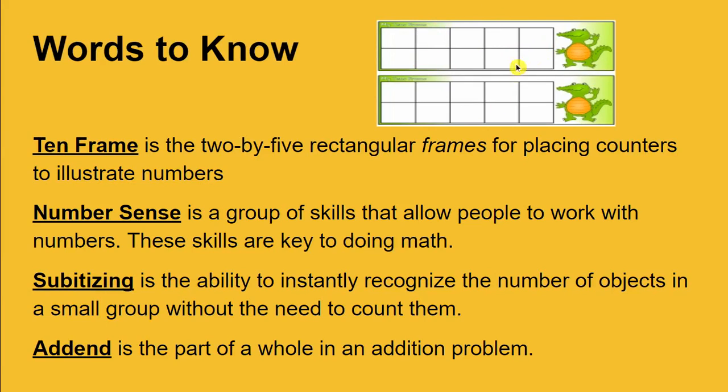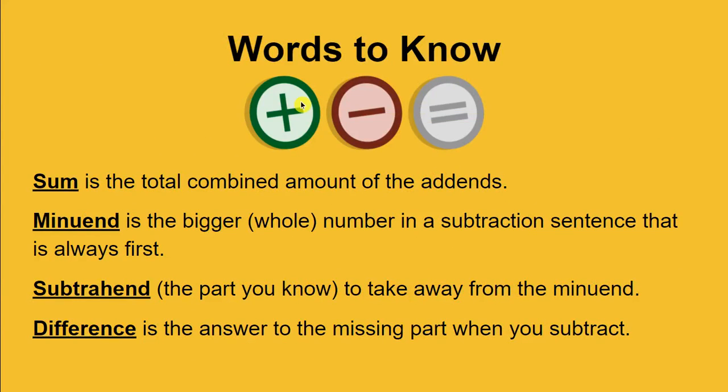Together they make 10. When we subitize, we can see that if this whole tens frame is full, I already know that there's 10 there. If I have only one row, I know that there are 5. We're going to be using addition and subtraction, so you're going to need to know the terms addend plus addend equals your sum, minuend minus your subtrahend equals your difference.